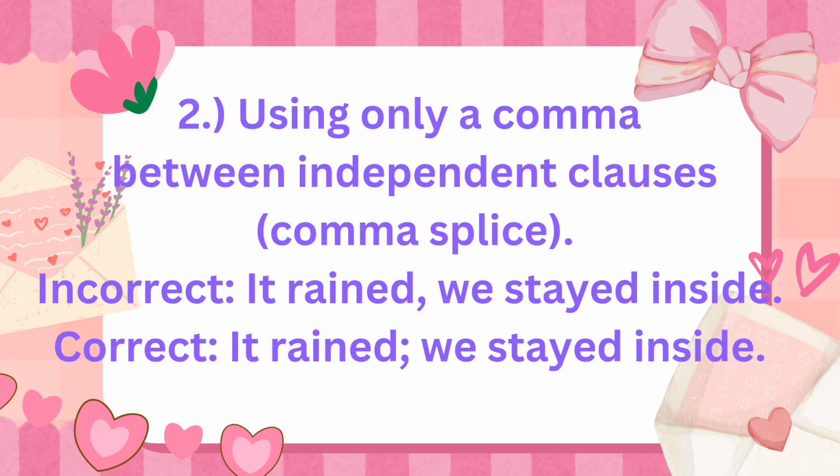Sometimes also, people use only a comma between independent clauses. Where they are supposed to use a semicolon, a comma is always used. It is incorrect to say, "it rained, comma, we stayed inside." Instead, you say, "it rained, semicolon, we stayed inside." Remember that "it rained" and "we stayed inside" are closely related. In that case, you use a semicolon instead of a comma.